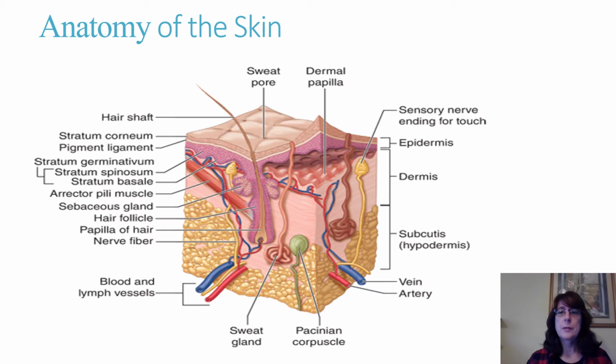We're going to review the anatomy and physiology of the skin in this lecture. We have three layers. We have the epidermis, dermis, and subcutaneous or hypodermis. Within each layer, there are various items that are contained. We have nerve endings, the hair shaft. We have veins and arteries. We have our sweat glands, our blood and lymph vessels, our hair follicles, the nerve fibers, the erector pili muscle, and then we have the different layers, the stratum corneum, the pigment ligament, the stratum germinatum, stratum spinosum, stratum basale. Our sebaceous glands are all involved in our skin.